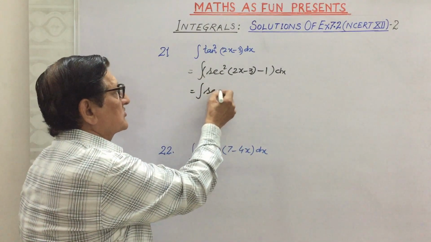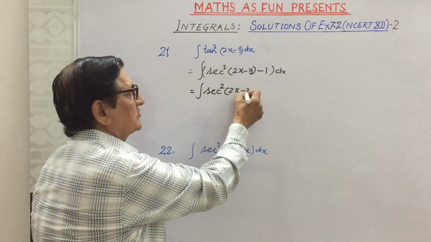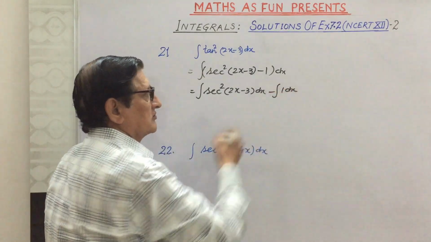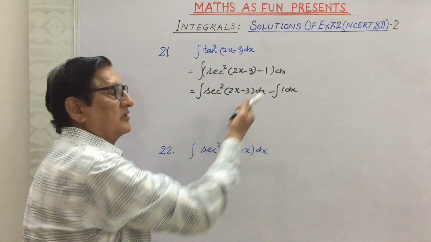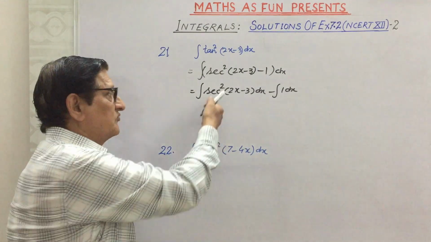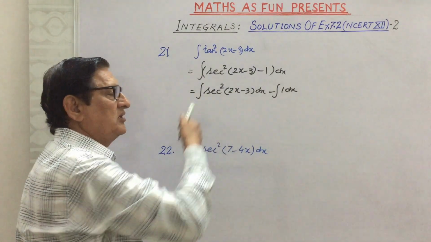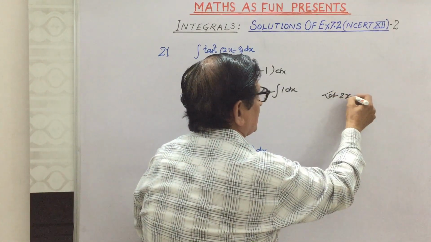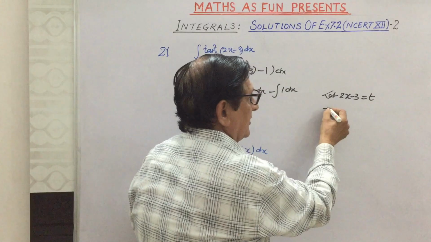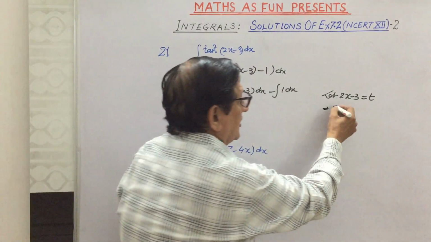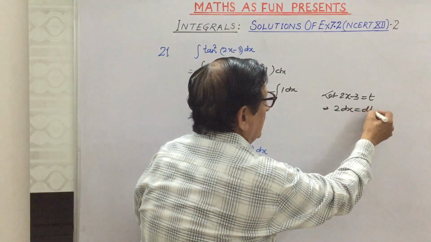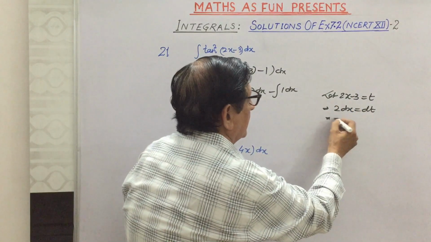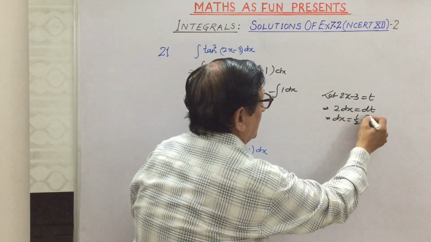This is sec square 2x minus 3 minus 1 dx. We know the integral of 1 is x. For this, we can consider this 2x minus 3 as t. So we can write let 2x minus 3 equal to t. Differentiating this, we are getting 2 dx is equal to dt because derivative of 3 is 0. And hence we get dx is equal to 1 upon 2 dt.